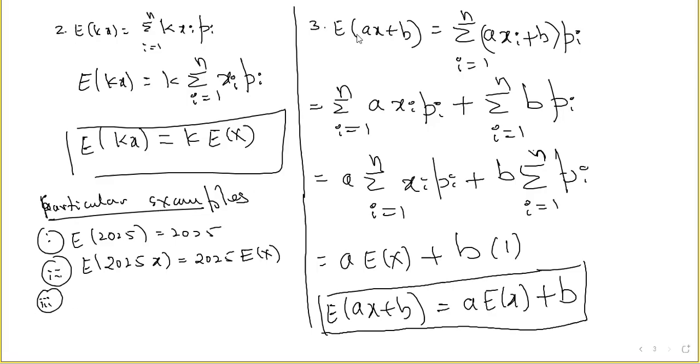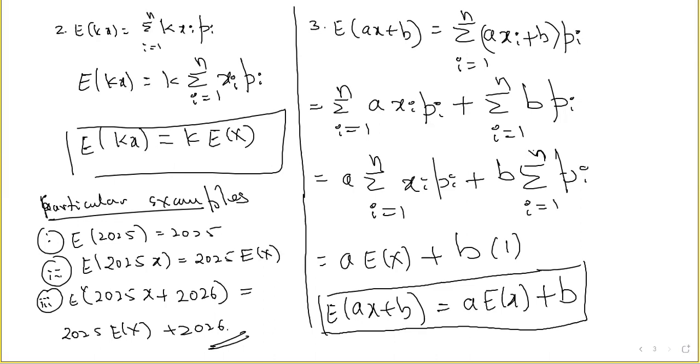Third case, what do we have? Expected value of ax plus b. So expected value of 2025x plus 2026, this is equal to what? a into expected value of x plus b. This is nothing but 2025 expected value of x plus 2026. Right. So like this, we have these properties of expectations.